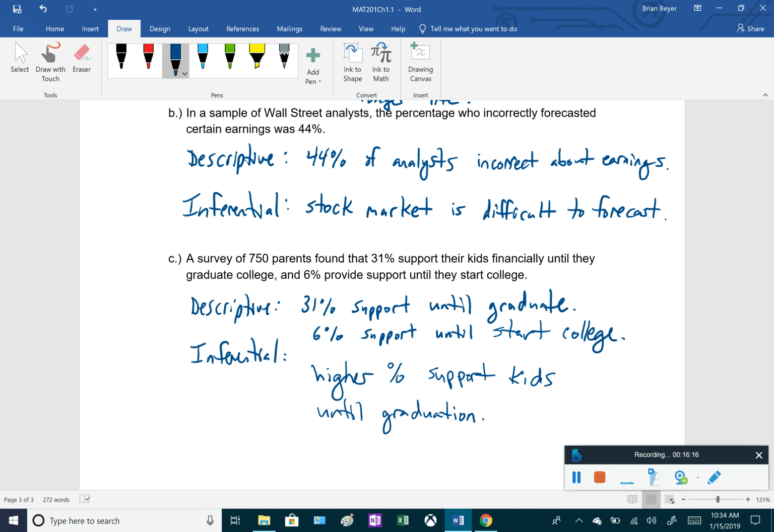Okay, so a decent amount of definitions here, not too many though. So definition of data, definition of statistics, population, sample, parameter, statistic, descriptive statistics, and inferential statistics. So that is it for section 1.1.